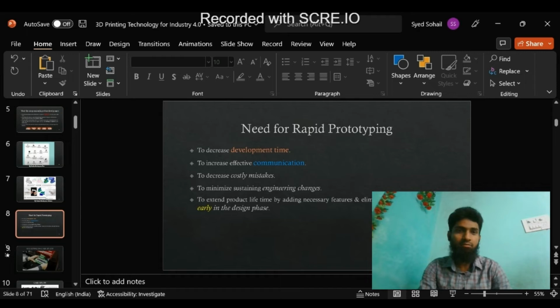So if there are changes to be made, the pace of development, or the pace of launching new products, is now very quick. So to be able to do that, you have to have good rapid prototyping, as I said, to extend product lifetime by adding necessary features and eliminating redundant features early in the design phase. So in the design phase itself, you want to sort out everything so that very few problems occur in the manufacturing phase. But major changes, if any, will come at a cost.